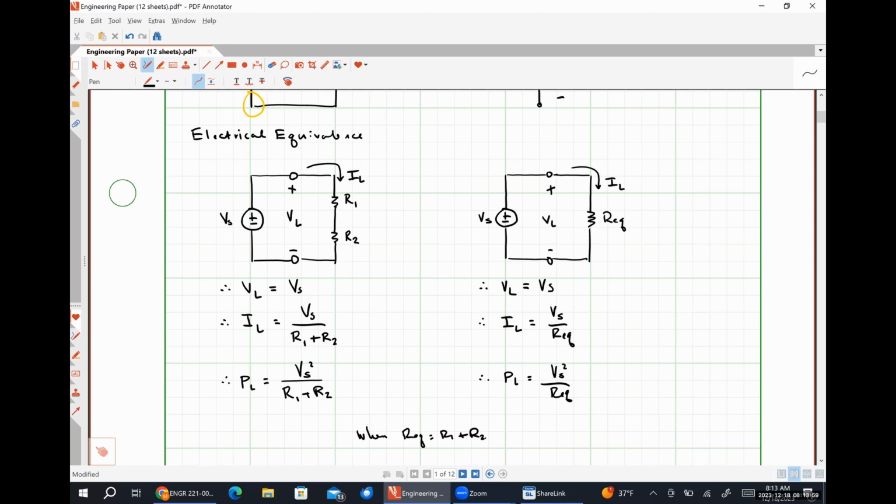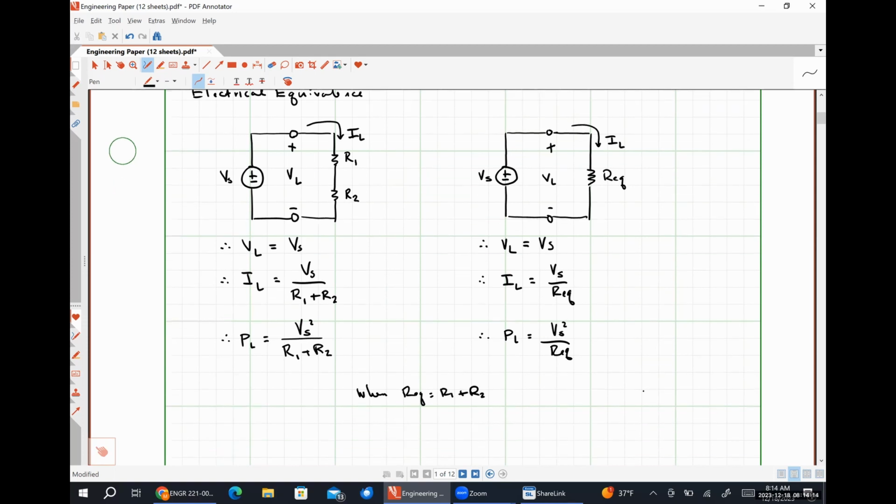So we've been dealing with electrical equivalence this entire time. Anytime we've been able to combine circuit elements, it's because we were dealing with electrically equivalent networks. We're just going to extend that to something that's a little bit more difficult, okay?